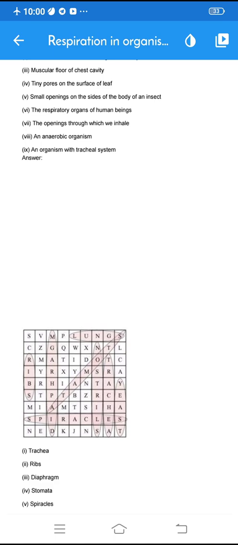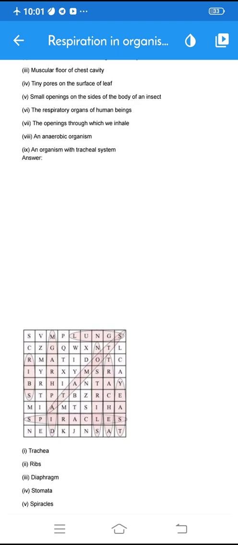Okay, so third one is muscular floor of chest cavity. So in the above concept we discussed the muscular floor of the chest cavity, we call it as diaphragm. So just check it out, where is that diaphragm? Okay, so you will find that. Diaphragm is the floor of the chest cavity. Sorry, diaphragm, it is there, third one.